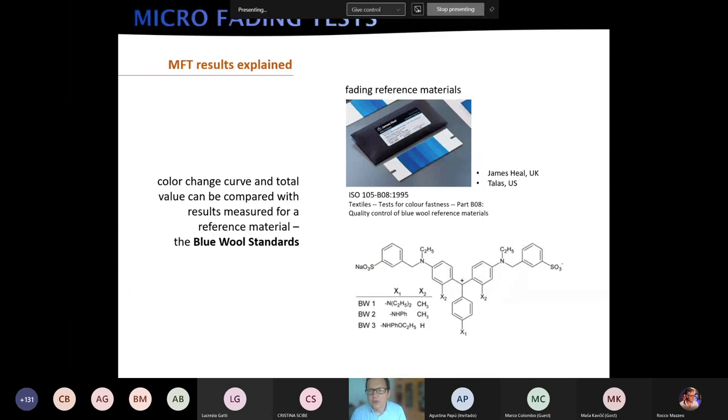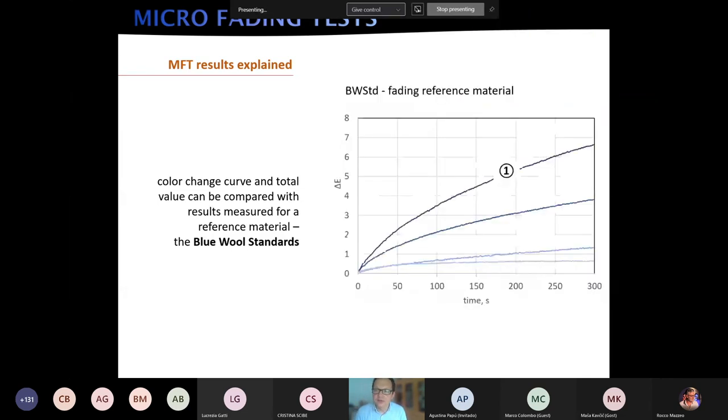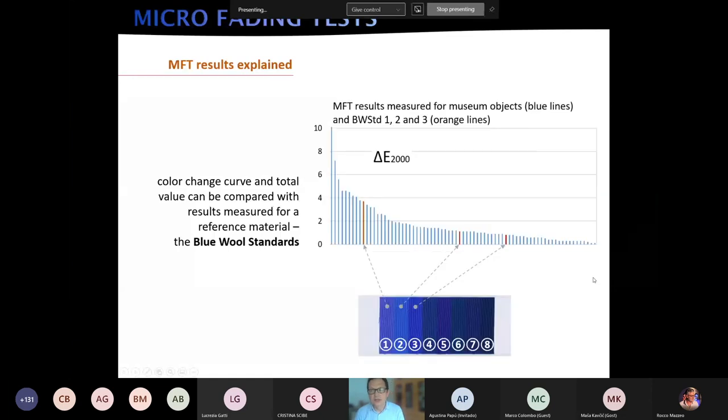And I already told you a little bit about these blue wools. Reference material with different light fastness. And here, these curves were measured with the microfader for blue wools number 1, 2, 3, and 4. And you can see the differences in the color change for these reference materials in the course of the test, taking just 5 minutes, yes? So when you do measurements for your collection, you can easily rank your objects, comparing them with blue wools.